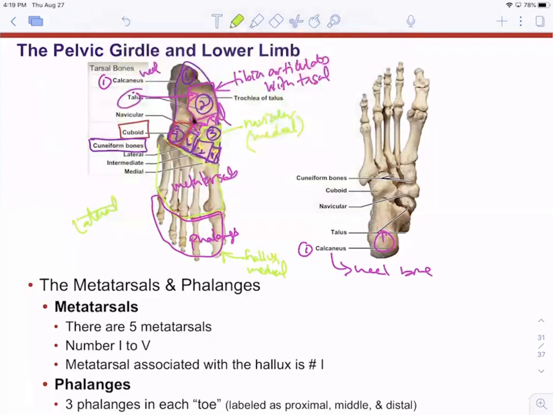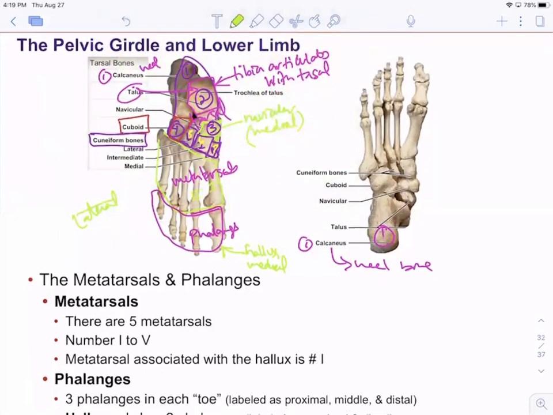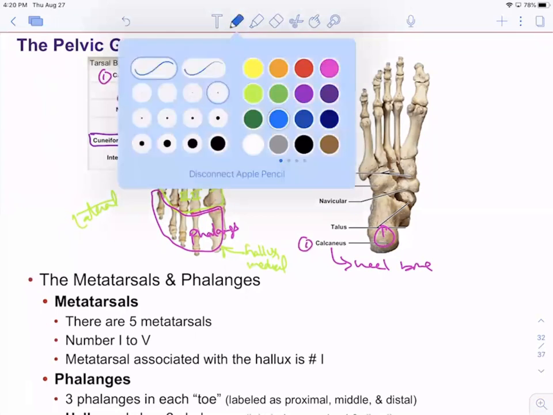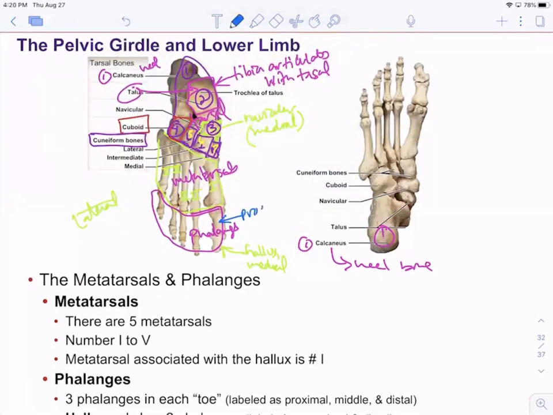Metatarsals are like metacarpals in that your hallux or big toe is number 1. Then metatarsal 2, metatarsal 3, 4, and 5. And then as far as digits, you have proximal and distal phalanx 1 for the big toe, but here you're going to have proximal, middle, and distal for 2 through 5. And those are the phalanges.